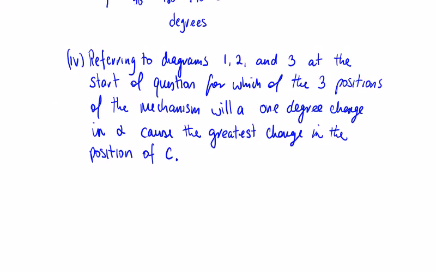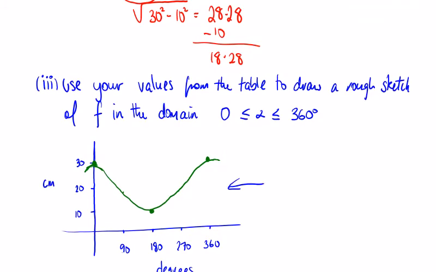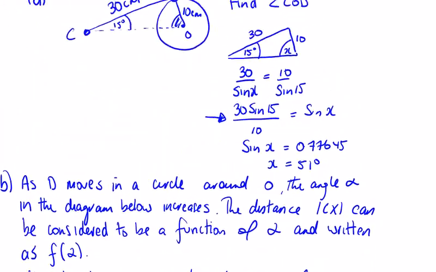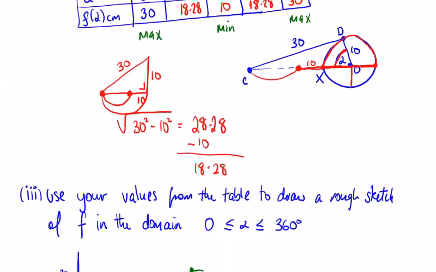In part 4, we're asked, referring to diagrams 1, 2, 3 at the start of the question, for which of the 3 positions of the mechanism will a 1 degree change in alpha cause the greatest change in the position of C? Well, we're going to come back to this diagram here now. And this is to do with slopes. Because if we look at these diagrams here, this is diagram 1, 2, and 3. This was actually a lot more over here, so it was closer to this 180 degree angle here in the diagram. So what they're kind of referring to here is the steepness of the curve.